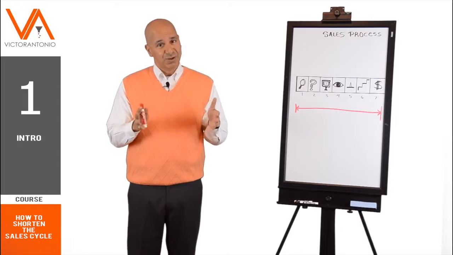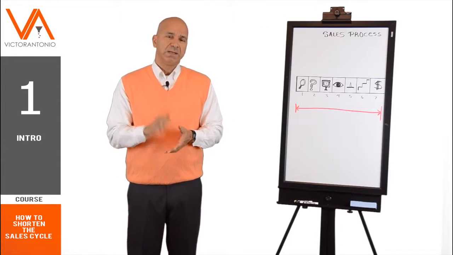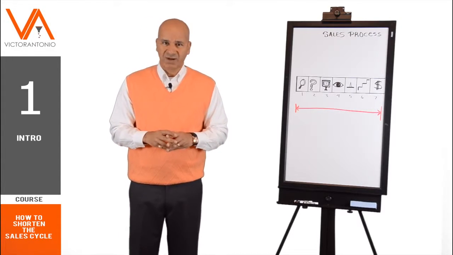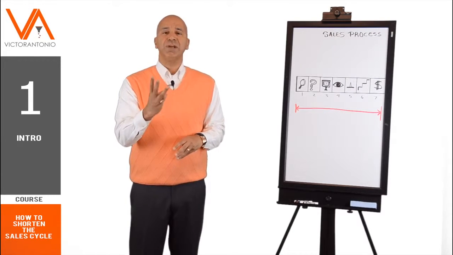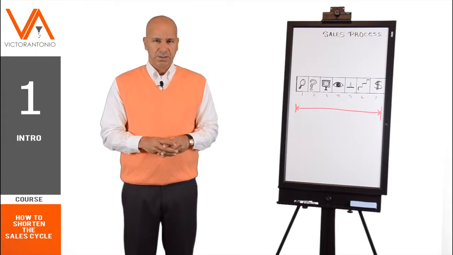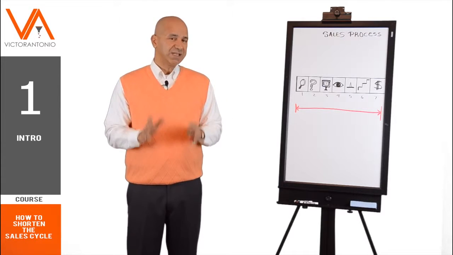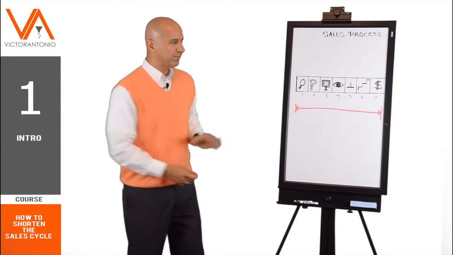Now our goal is to reduce that sales cycle so we can sell more often. What if we could reduce the sales cycle by, let's say, 25%? So instead of 4 weeks, 1 month, it takes us 3 weeks to close the deal. That means we'll have more time to sell more products. So again, this video series is really focused on one thing, which is shortening the sales cycle.